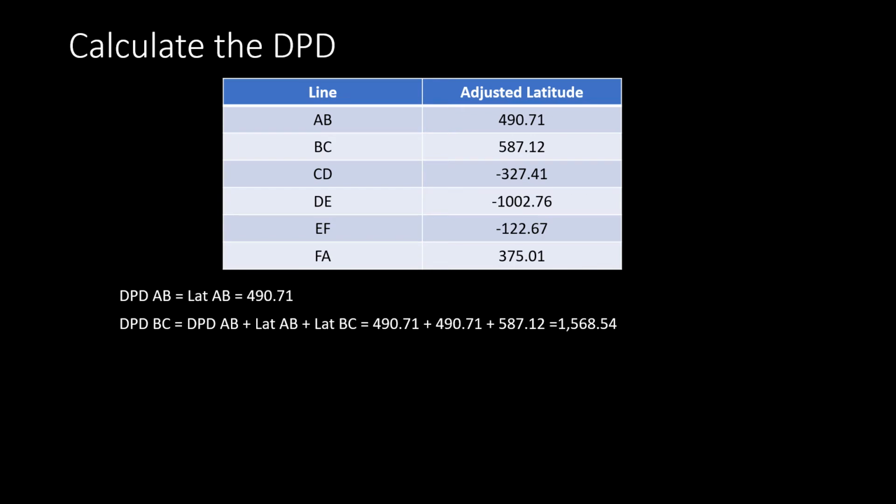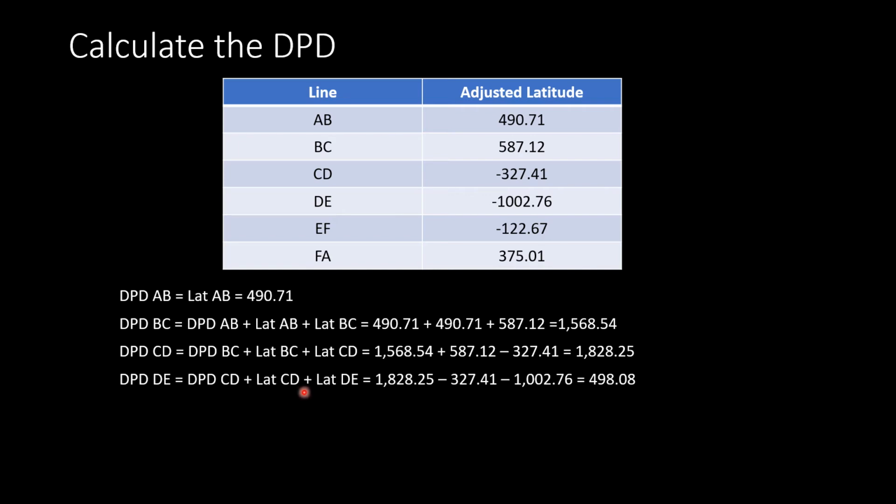We apply the same formula or rule for the next line CD. So the DPD of line CD will be equal to the DPD of BC plus the latitude of BC plus the latitude of CD. And that is equal to 1828.25. Next, for line DE, the DPD of line DE is DPD of CD plus latitude of CD plus latitude of DE, equal to 498.08.